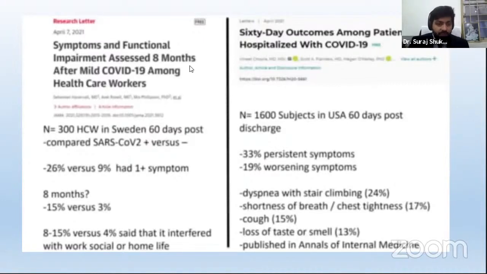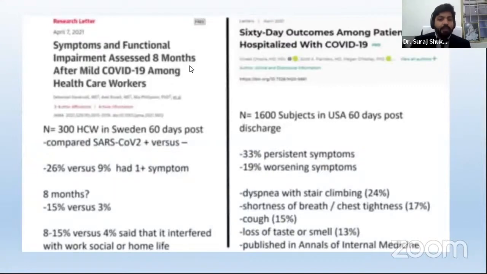Post 60 days, they compared the COVID versus the non-COVID. They found that 26% of the positive COVID cases had more than one symptom, and among non-COVID, 9% of the patients. So whether you are COVID positive or COVID-19 negative, you have a chance of getting categorized into the long COVID patients group.